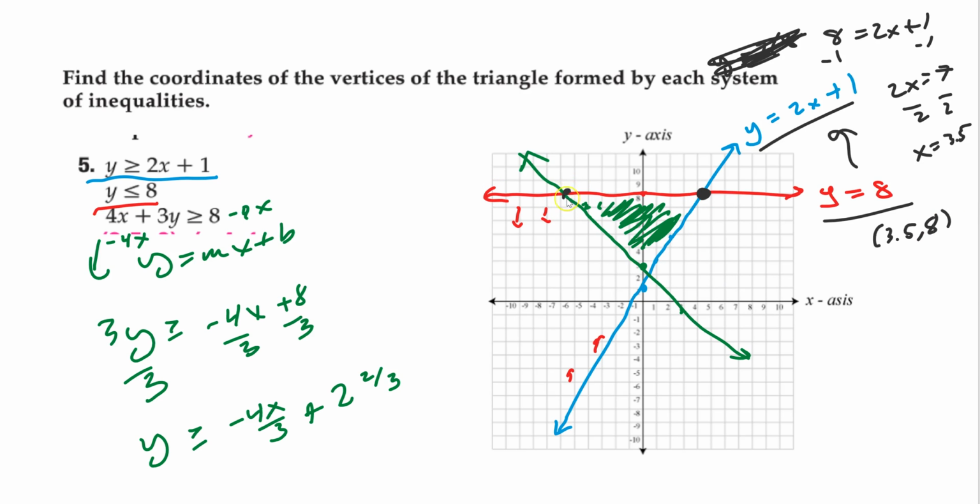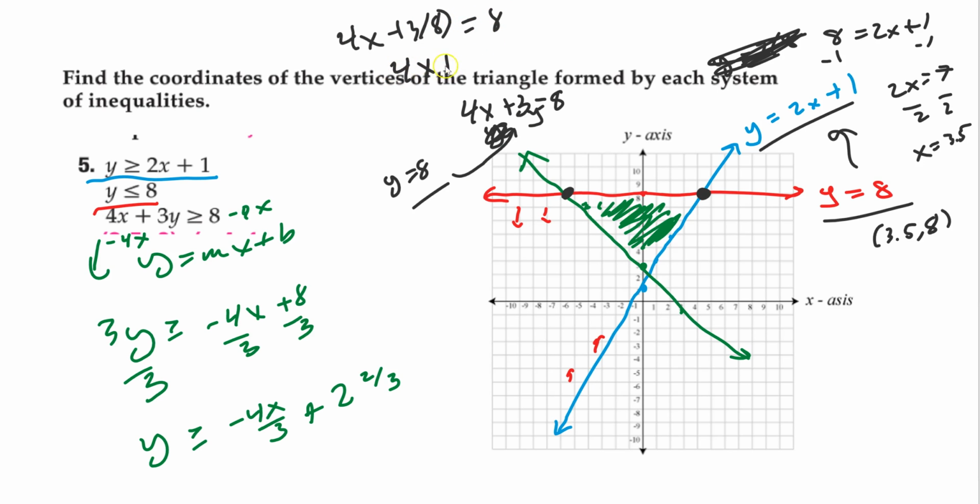If you want this point right here, write down this equation: 4x plus 3y equals 8. So I've got to solve that with this red line here, which is y equals 8. So all we're going to do is plug it in. I know y equals 8, so I'm going to plug that in. I get 4x plus 24 equals 8. Subtract 24, 4x equals negative 16. X equals negative 4. So that point right there should be negative 4 and 8.